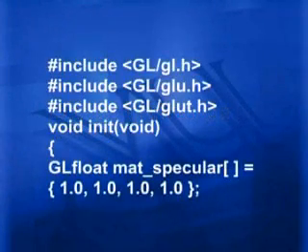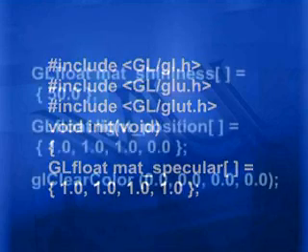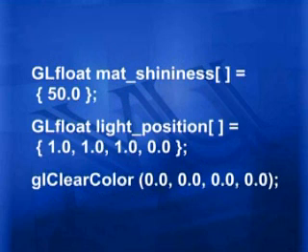We start by including our required header files, gl.h, glu.h, and glut.h. Then we define our init function, which starts by declaring an array, GLfloat mat_specular. Now this holds values 1.0, 1.0, 1.0, 1.0. All four components are set to 1. GLfloat mat_shininess holds the value 50.0. GLfloat light_position is set to 1.0, 1.0, 1.0, and 0.0.